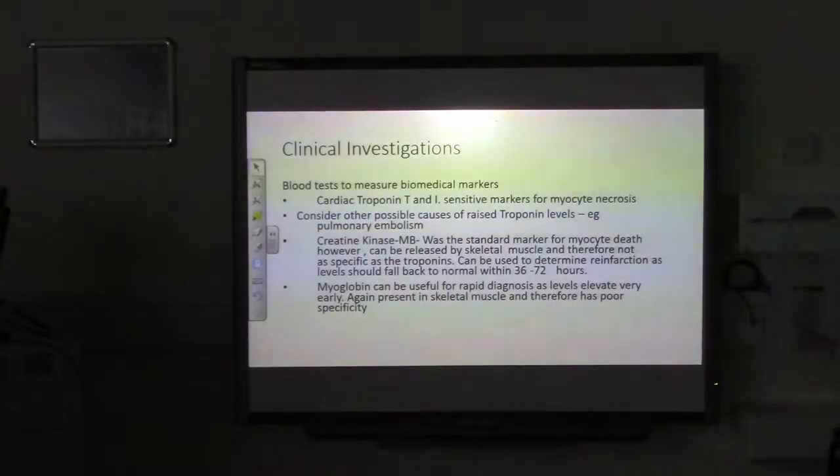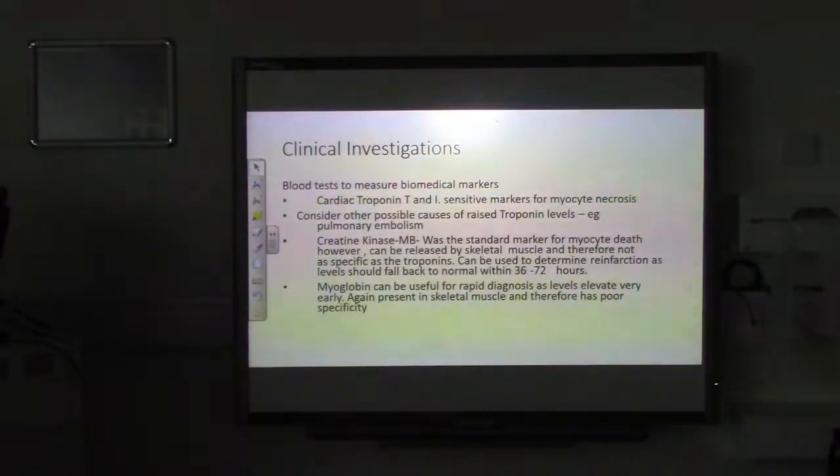Creatine kinase MB was the standard marker for myocyte death. However, the problem with this is that it can be released by skeletal muscle and therefore not as specific as the troponins. There are some case studies whereby patients who have run marathons and have had a significant amount of skeletal muscle breakdown have presented at A&E with high levels of creatine kinase and have been treated for suspected myocardial infarction, when in fact it has been the breakdown of skeletal muscle due to the high endurance activity they've just completed. So not necessarily used now as much as the troponins. Can, however, be used to determine reinfarction, as levels should fall back to normal within 36 to 72 hours.